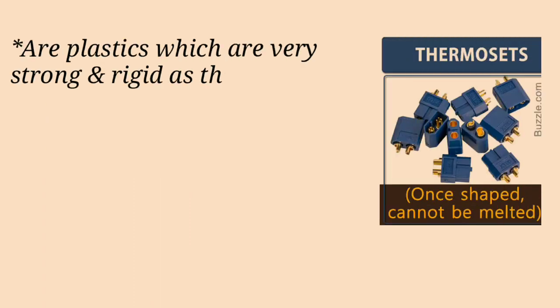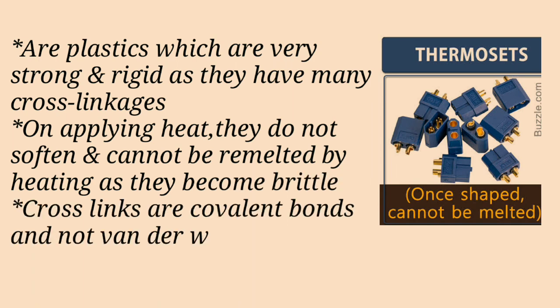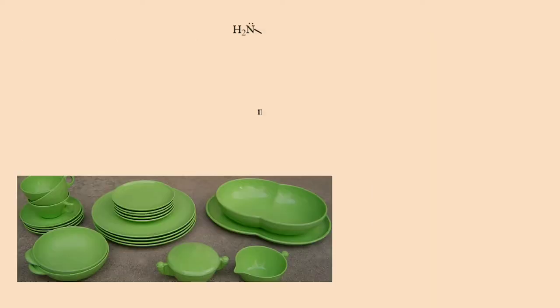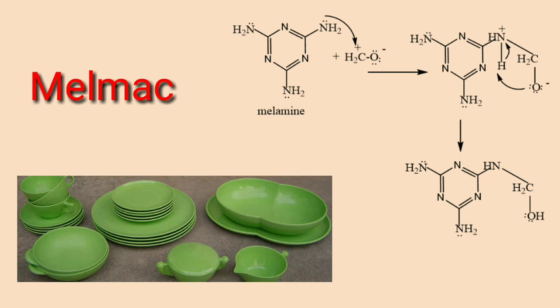Second is thermosettings. These are plastics which are very strong and rigid as they have many cross linkages. On applying heat, these do not get softened and cannot be remelted by heating as they become brittle. The crosslinks are covalent bonds and not van der Waals forces. Therefore, mobility decreases. For example, Melmac, which is polymer of melamine and formaldehyde, which is a thermoset plastic. It is permanently set into solid during its formation itself.